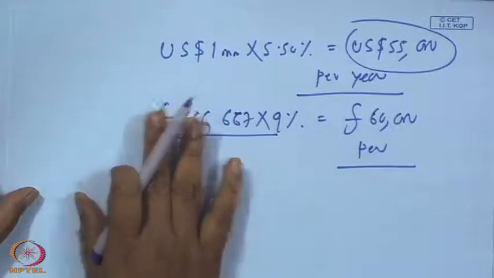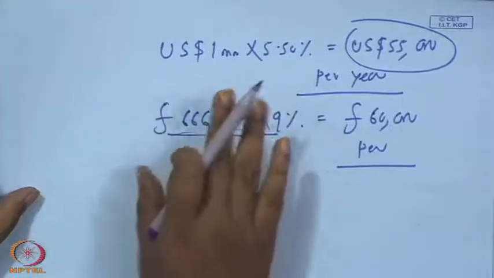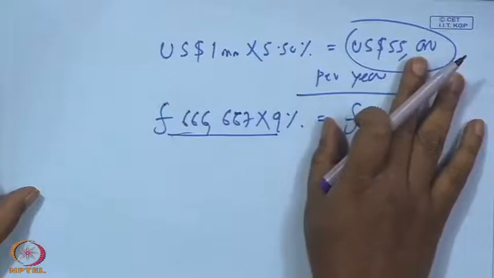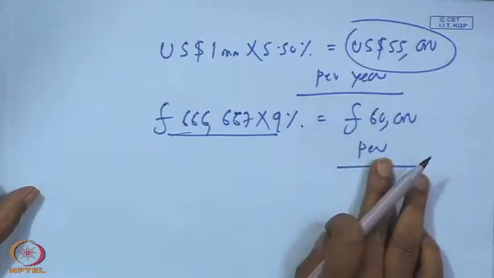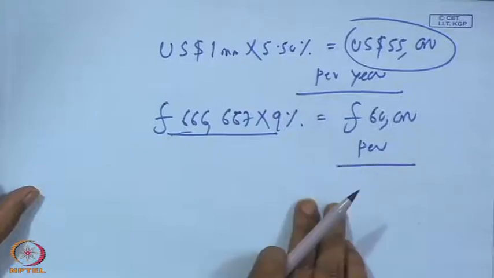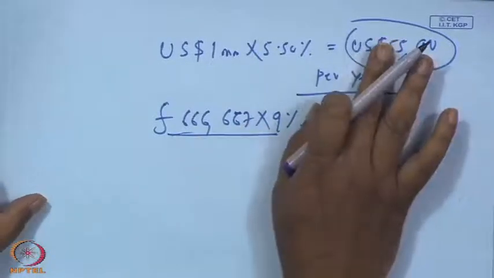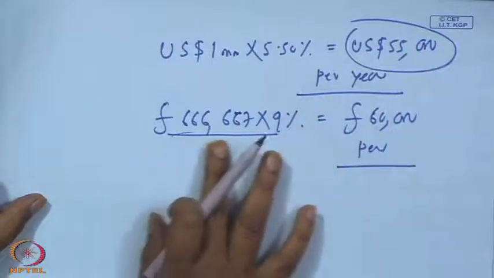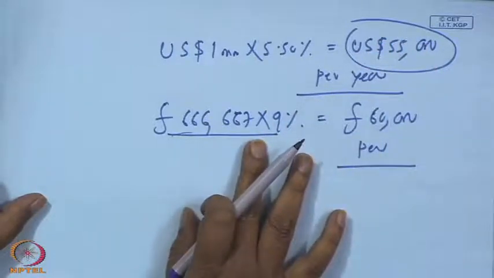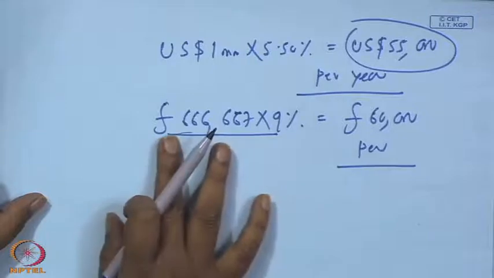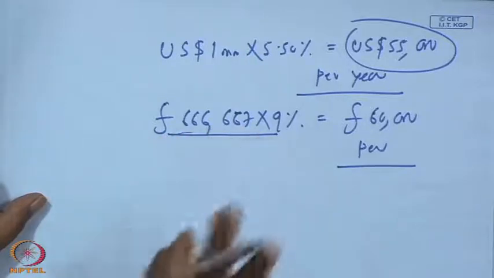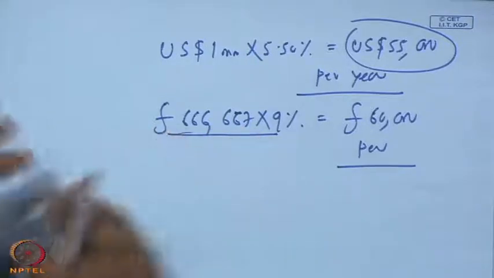The two parties will transact the cash flow every year: $55,000 and 60,000 pounds sterling in the form of interest. At the end of 5 years, $1,000,000 US and 666,667 pound sterling will be exchanged as per the principal exchange.